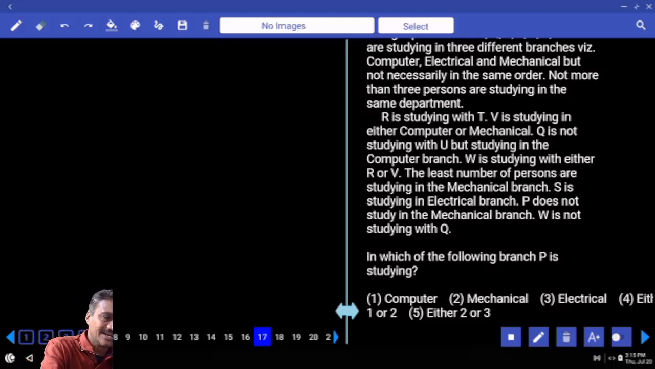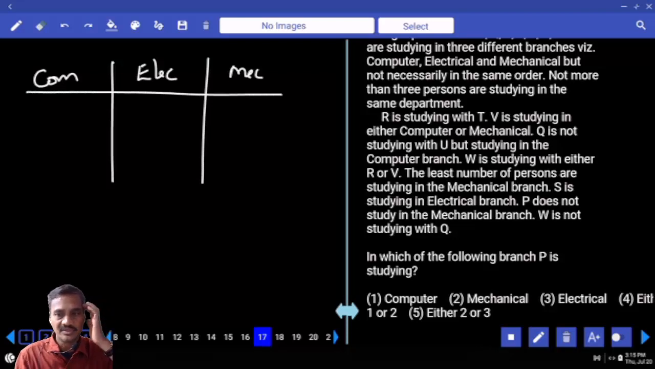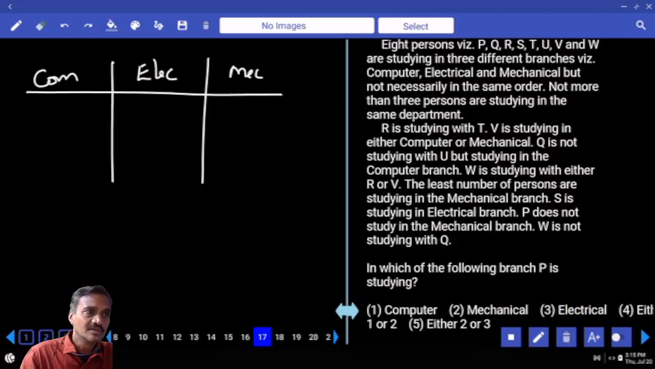Computer, electrical, and mechanical. Because more than one person is studying in each of these streams, isn't it? Then R is studying, not more than 3 persons are studying in the same department. Not more than 3, and 8 persons were there. What is the only possibility we have? 3, 3 and 2 is possible. In one of the streams there are only 2, and in the remaining 2 we have 3.